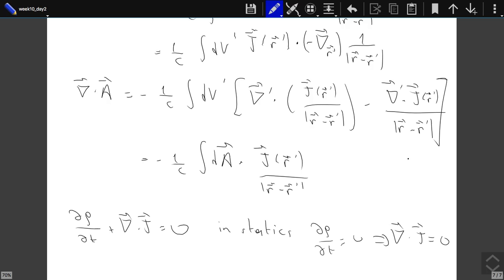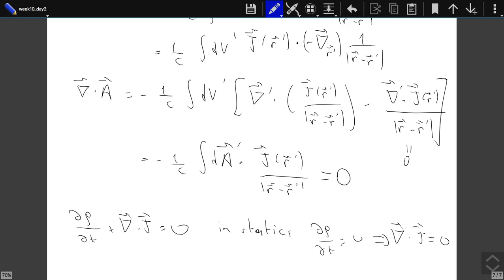So the second term is automatically 0 because the divergence of J is 0. Well, the first term is 0 because I'm integrating over all of space. So my area over here is the boundary of all of space, which is at infinity, but at infinity there is no current. So that at the surface of my volume, J is 0. The same could be said about the other term.